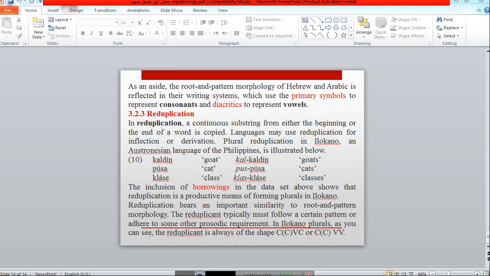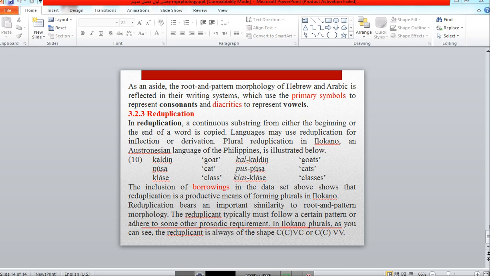As you know, in the previous session, I talked about the relationship between morphology and phonology and the allomorphs produced by some phenomena like assimilation and epenthesis. Then I talked about some approaches in morphology. One of them is phonotactic constraints, the other is root and pattern morphology, and the third one is reduplication, which I want to talk about in this session.